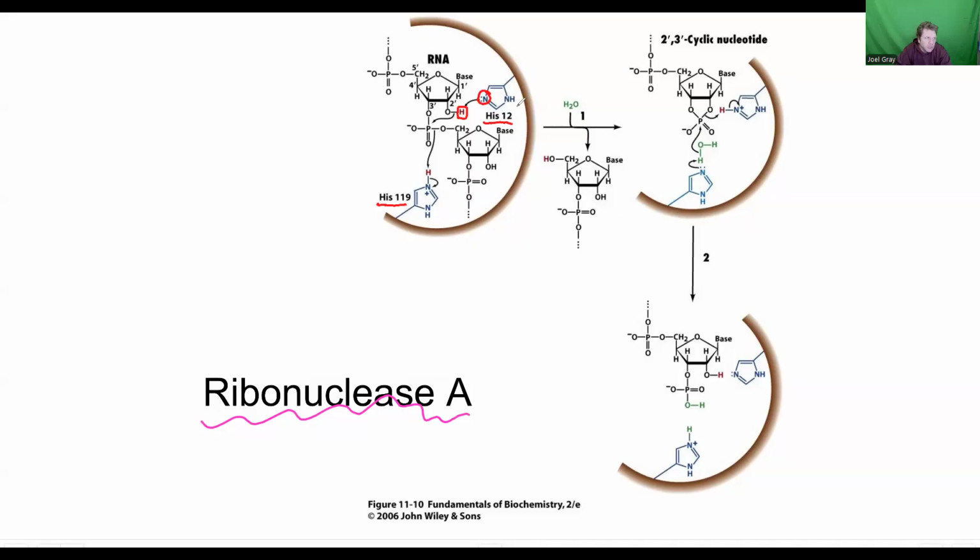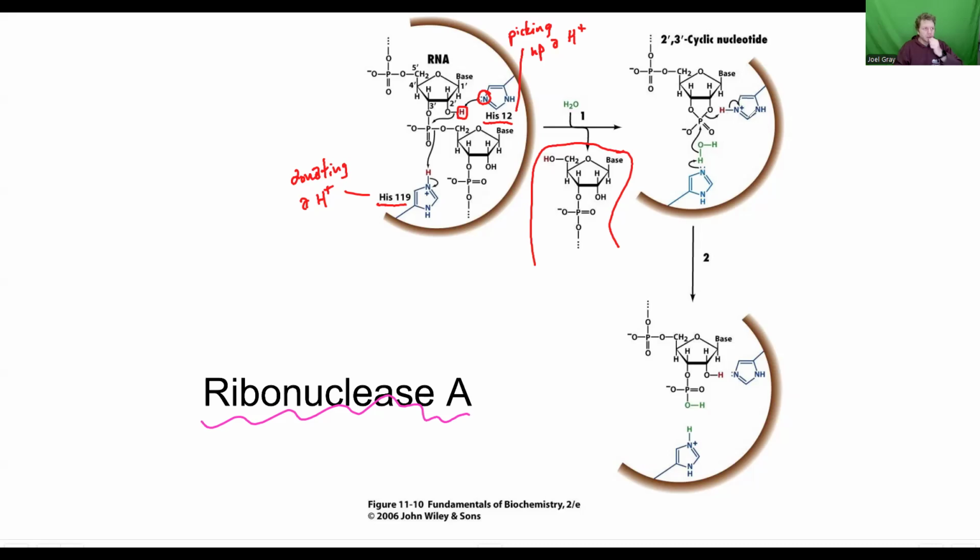So His 12 is picking up a proton, and His 119 is donating a proton. Okay. With all of that taking place, our phosphodiester linkage is being broken. If we go from this first cell to our second cell, between our first and second cells, our RNA molecule has been cleaved, and part of it has been released.